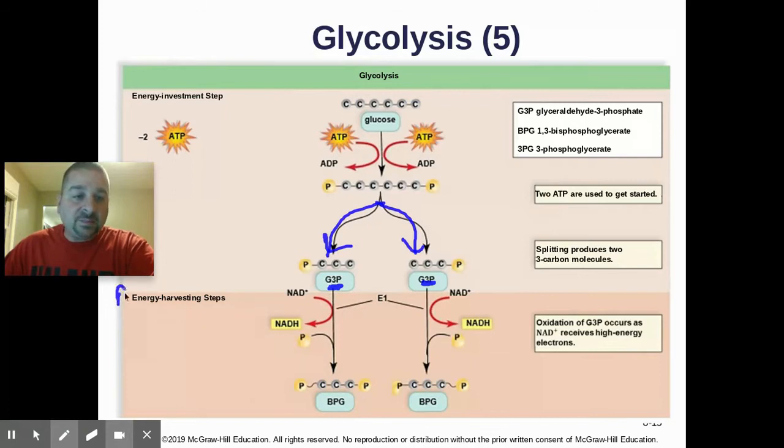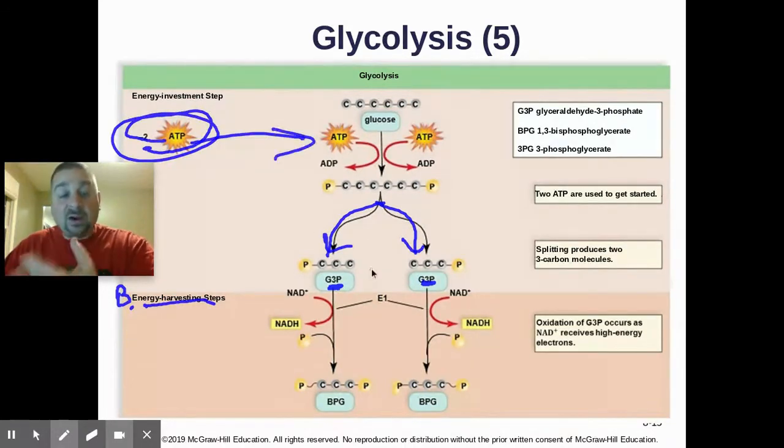Okay, the second part of glycolysis, part B, is the energy harvesting steps. So now that we've invested energy to break it apart, to activate it, turn it into G3P, we're going to start getting energy out of it. The first step here, we're adding another inorganic phosphate group, and we're turning G3P into BPG.